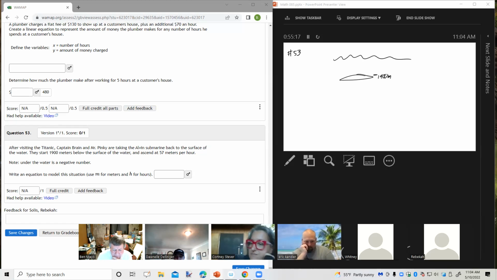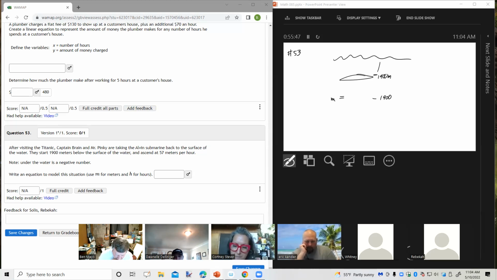I guess we want them ultimately to be at sea level, which would be at 0 meters. So they've got to go up 1,900 meters. So they're starting 1,900 meters below the surface. So like you said, I think it was Whitney said, it should be that. So let's see.